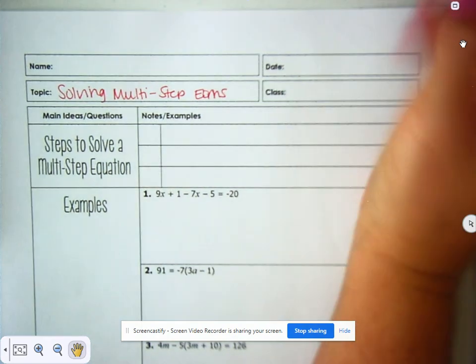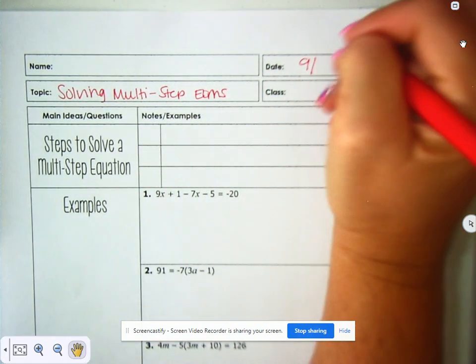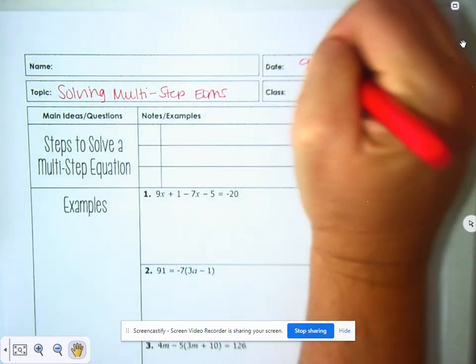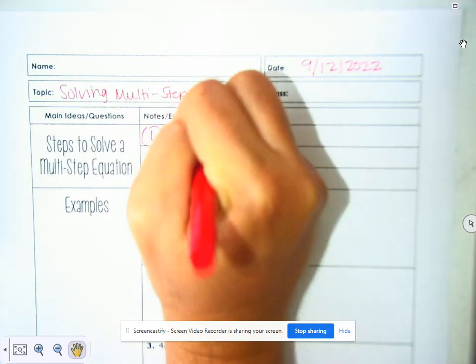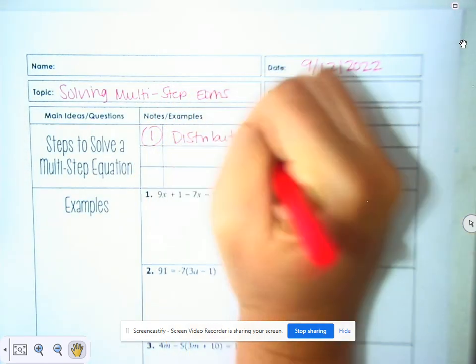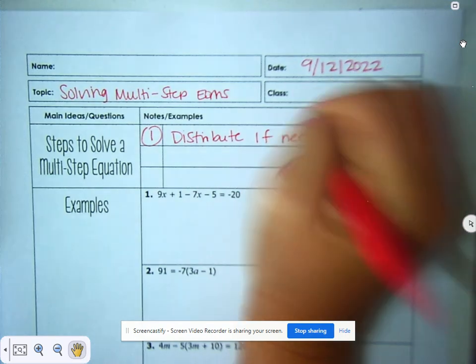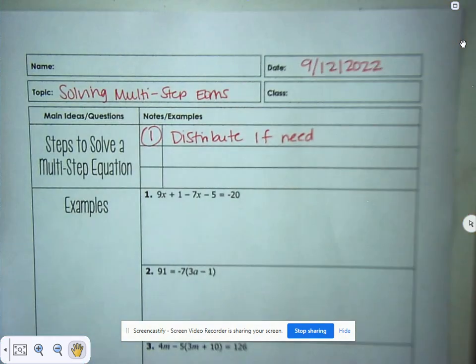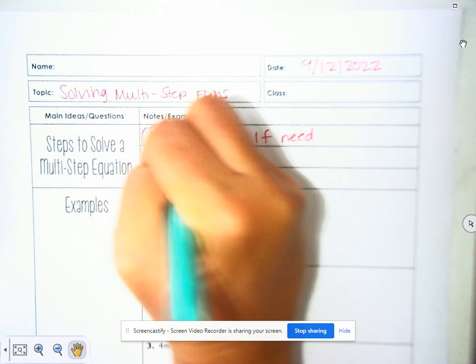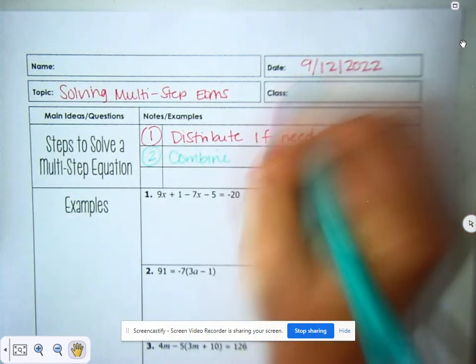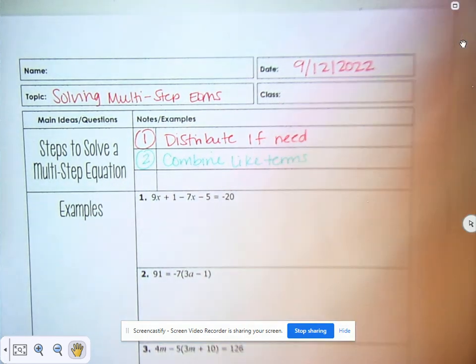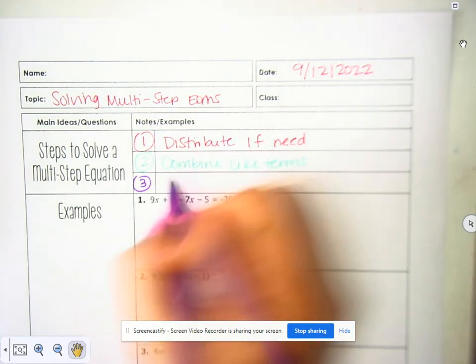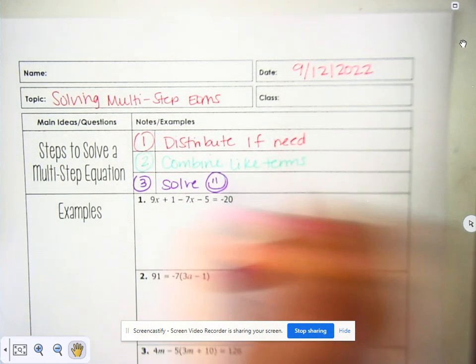All right, so we're going to start with just the steps that we use in general. Our first step is that we're going to distribute if we need to. Our second step is going to be that we combine like terms. And our third step is just going to be to solve the equation like we know how.